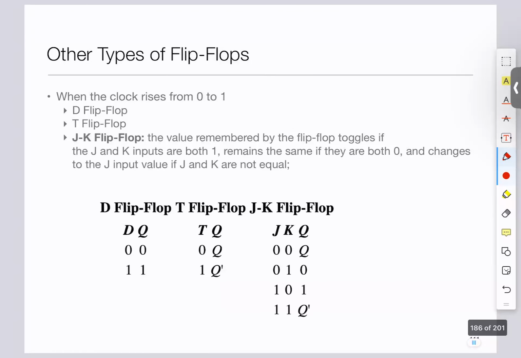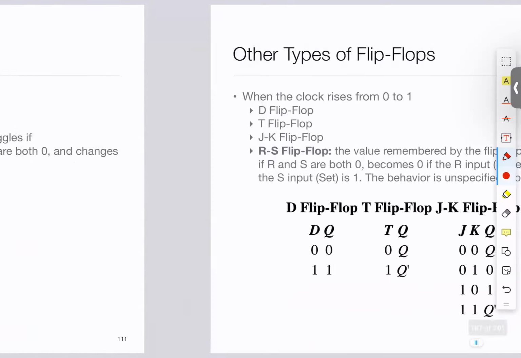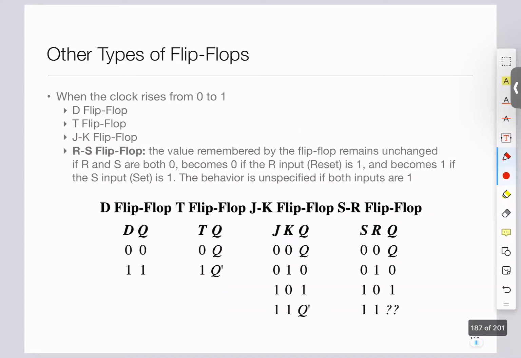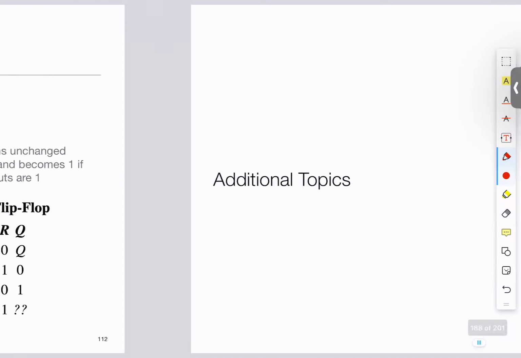There's something called a JK flip-flop, where it has 2 inputs, J and K. If both are 0, the flip-flop remains unchanged. If K is 1 and J is 0, the flip-flop resets. If J is 1 and K is 0, the flip-flop sets, and otherwise it toggles. And then finally, there's something called an SR flip-flop. Now, let's ignore that for the moment.